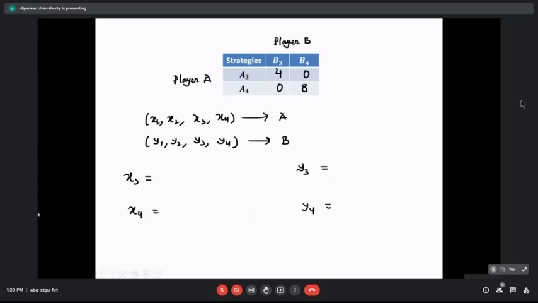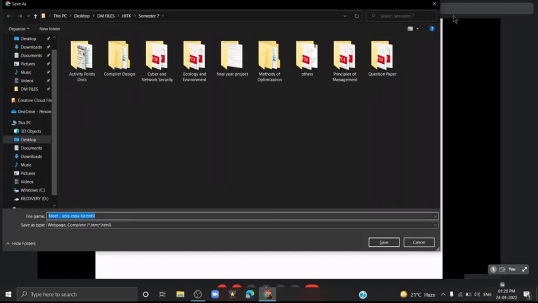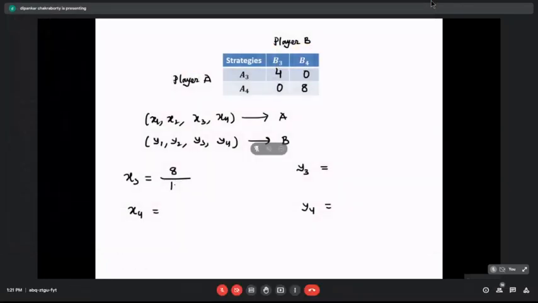Okay, so tell me now, x3 is what? Again the same logic. x3 means eliminate this row. It is going to be 8 minus 0, right? That is 8 divided by sum of the principal diagonal minus sum of the other diagonal, that is 12. So it is going to be 2 by 3. If x3 is 2 by 3, then x4 will be automatically 1 minus 2 by 3, that is 1 by 3.